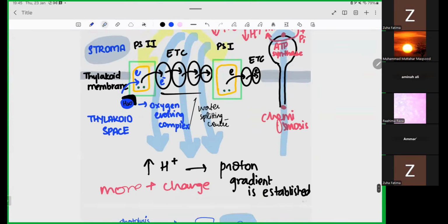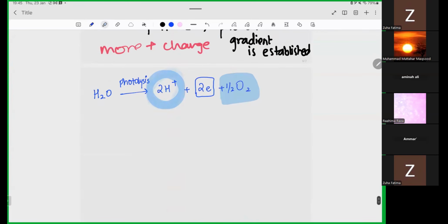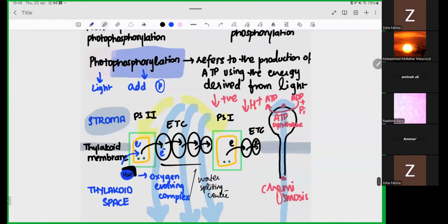Now, what about this hydrogen? Okay, I'll repeat this part. Up to here we had understood that the chlorophyll pigments are getting photoactivated, and because of that photoactivation they are losing electrons, and these are picked up by the ETC. There is movement on the ETC, active transport, and after active transport chemiosmosis happens, which results in photophosphorylation.